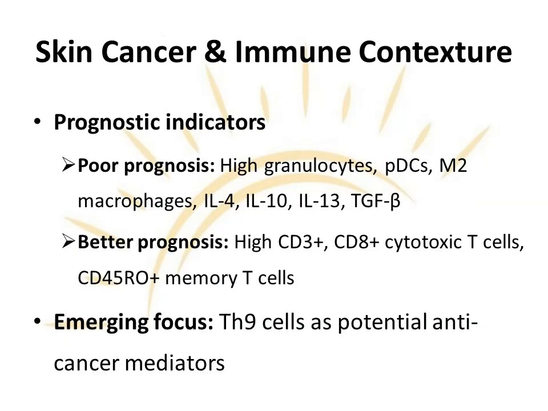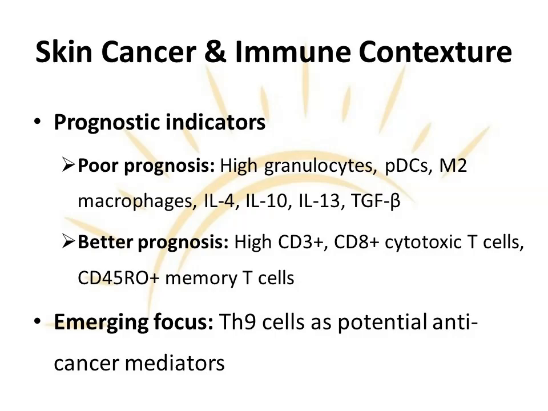Several immune features are associated with prognosis. Poor prognosis is linked to increased infiltration of granulocytes, plasmacytoid dendritic cells, and M2 macrophages, as well as elevated levels of immunosuppressive cytokines including IL-4, IL-10, IL-13, and TGF-beta.